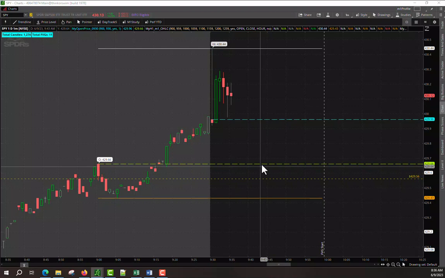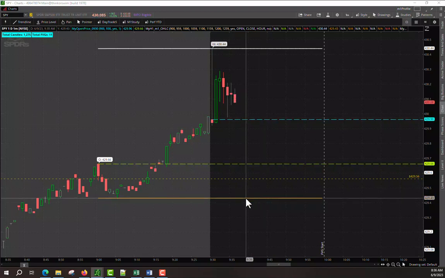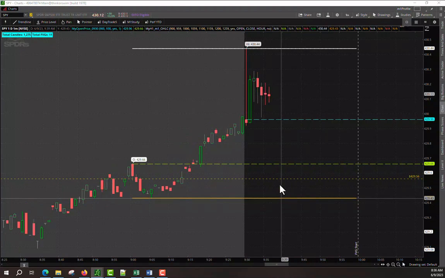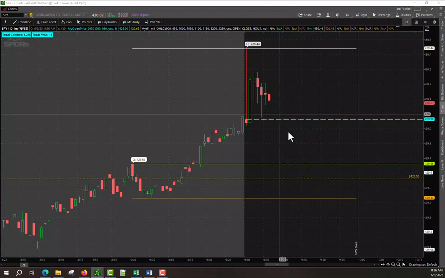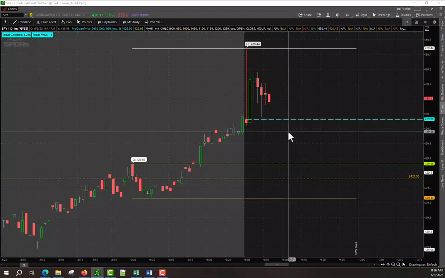So right here is the open at 9:30. No, not the open at midnight. This is the high and low for the hourly.